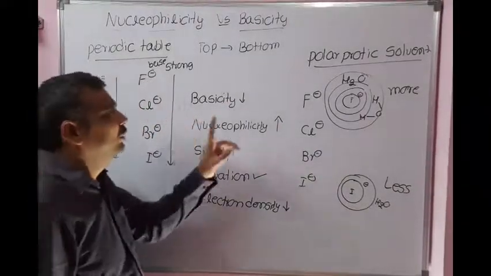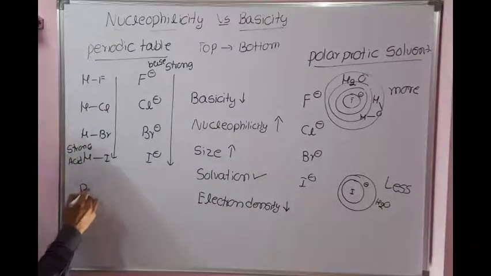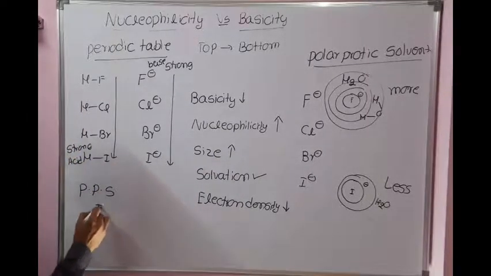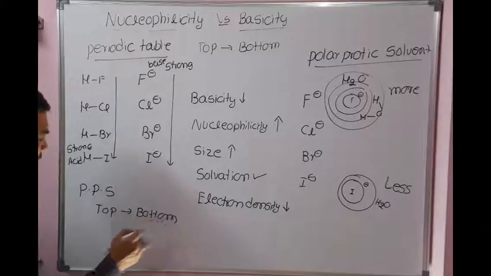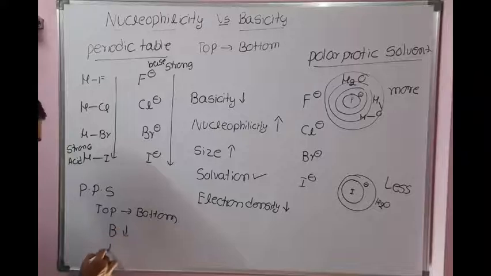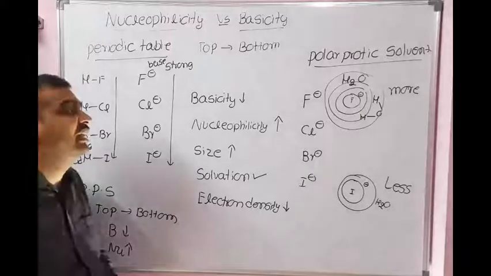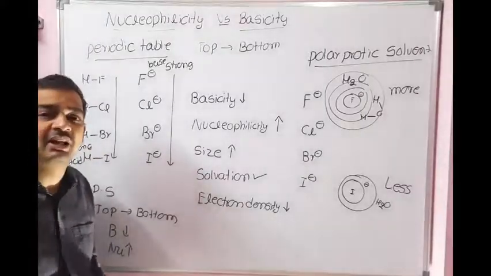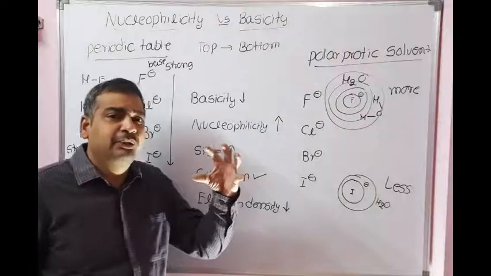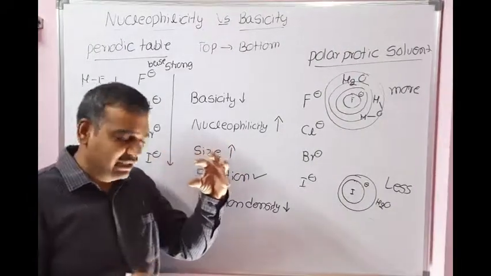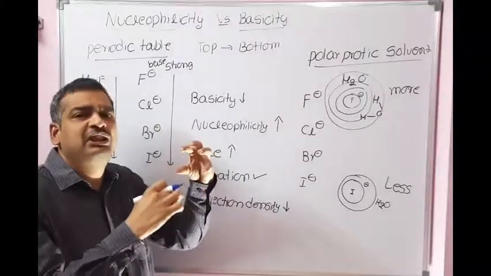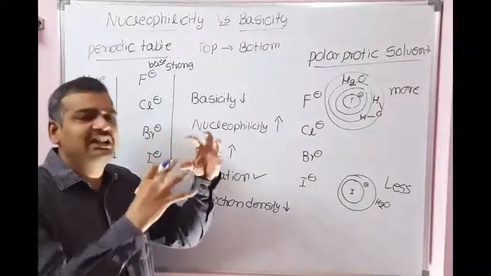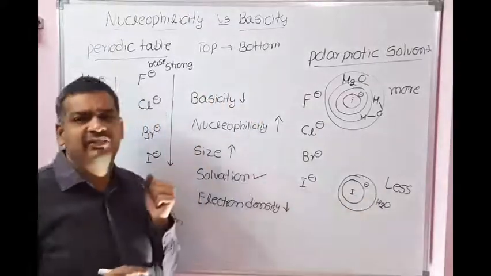So in polar protic solvent, conclusion: from top to bottom, basicity decreases and nucleophilicity increases. I minus is more nucleophilic than F minus. That is because of the solvation effect. Big iodine, electron density is less. As a result, fewer water molecules are formed. After solvation, the size of iodine is less, so it readily attacks the electron deficient atom.